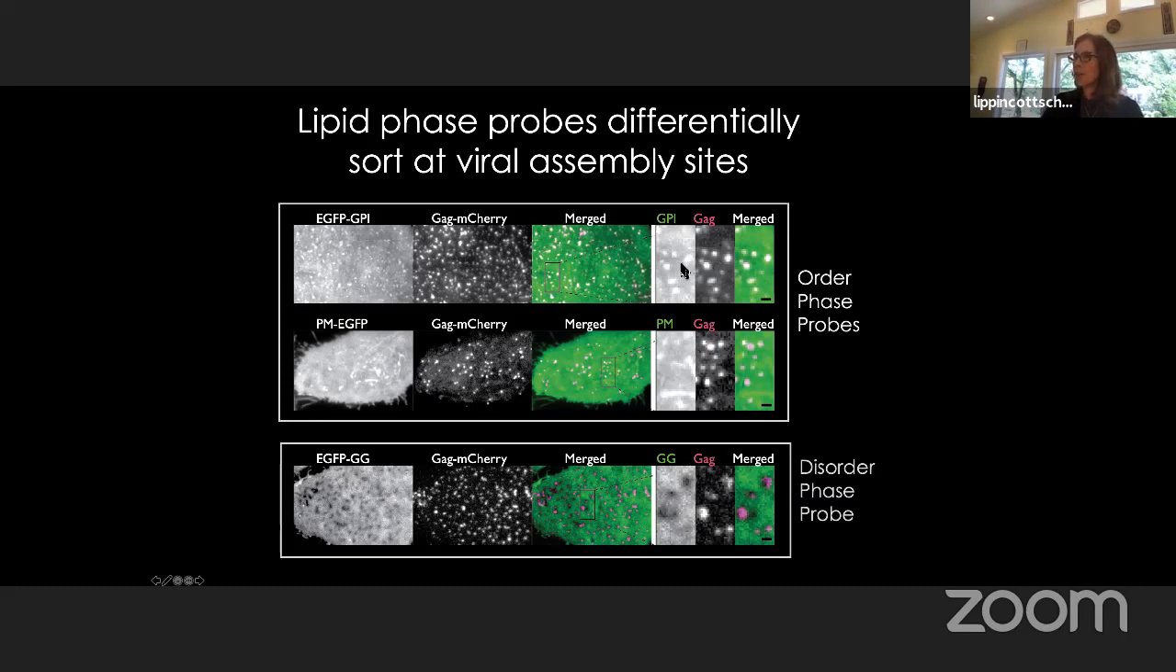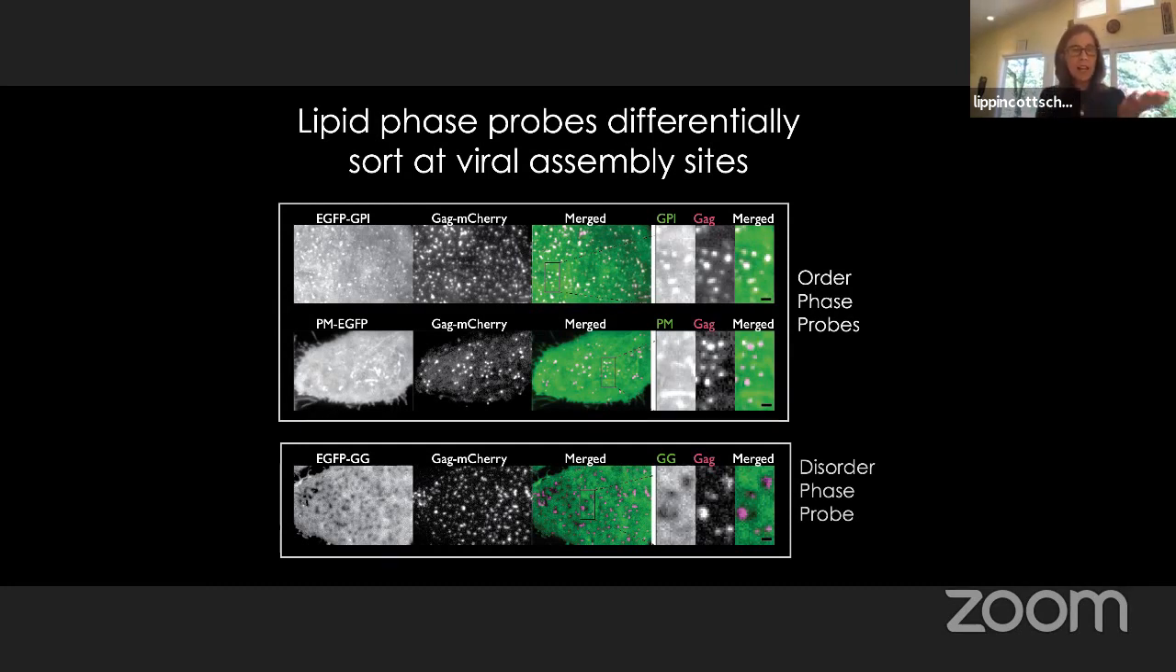You can see it's going right into the GAG punctate that defined the viral particle, as does the myristate palmitate probe, that both show preference for being in ordered environments on the plasma membrane. By contrast, the disordered probe, which does not show ordered phase preference, is excluded from the GAG enriched domains. So that was pretty cool.